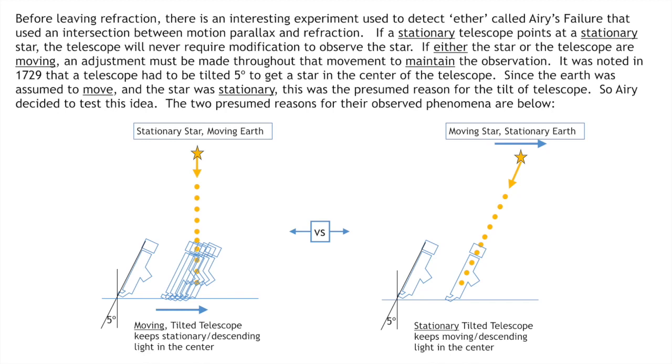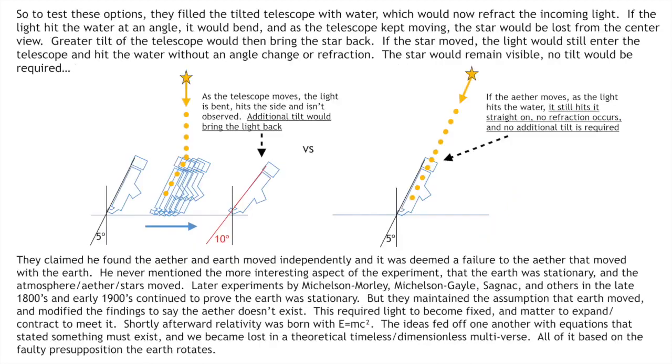Versus the other idea, that light moves straight down through an ether or atmosphere, and it moves independently of the Earth's movement. So in this case, the light ray is now moving independently across a stationary tilted telescope. Or it could be that they're both moving, but that they're moving independent of one another. So again, we have a potentially stationary tilted telescope, and the moving or descending light keeps in the center. Those are essentially our two options.